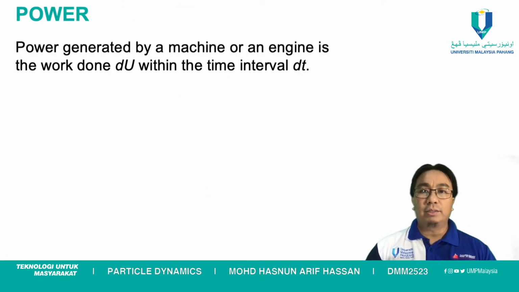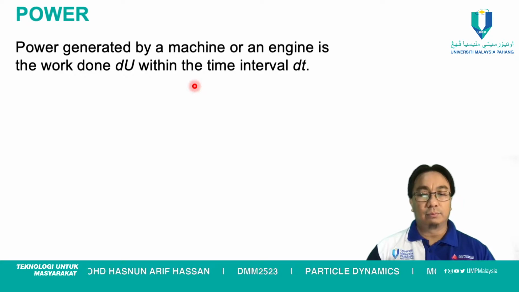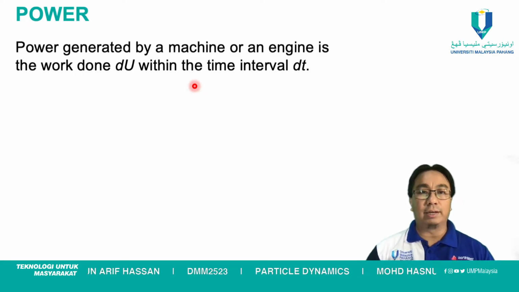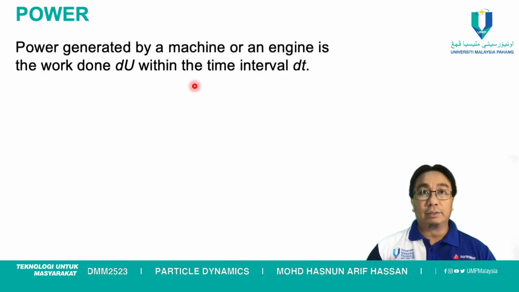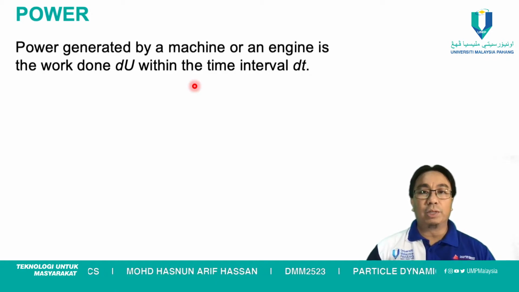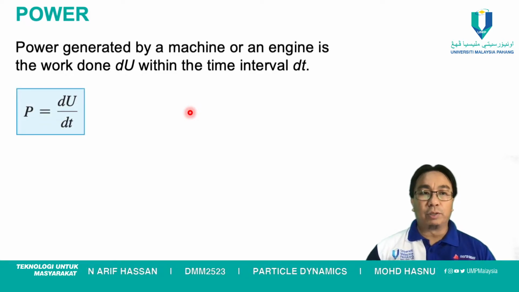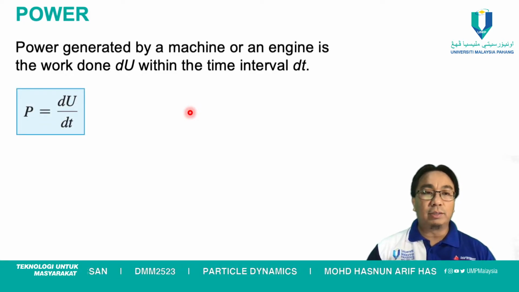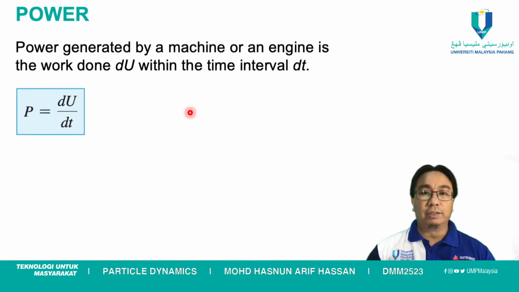So power generated by a machine or an engine is the work done. We have discussed work done in the previous lesson. That is U, or in this case the change of work done, which is dU, within the time interval of dt. So if we write this down, power is basically equivalent to dU over dt.